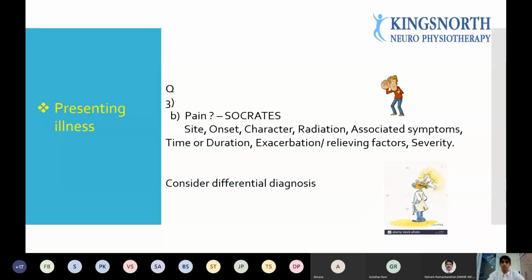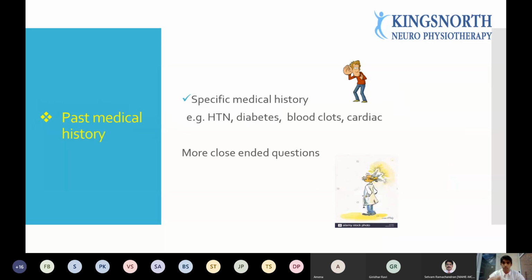SOCRATES stands for site, onset, character, is it radiating, and associated symptoms. That's the extra bit: is there anything else coming on when the patient is having pain? It's as simple as that. Then time and duration, how long it's going to stay, and exacerbation, which is about aggravating and relieving factors, and severity. Then the current differential diagnosis; we are starting to think now, which is why there is a thinking hat over there.